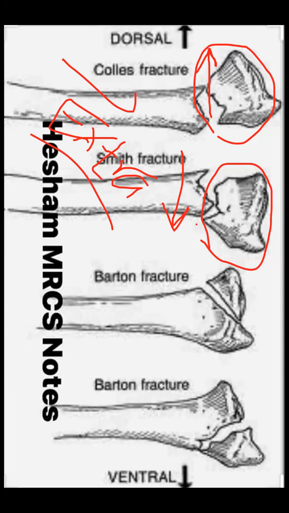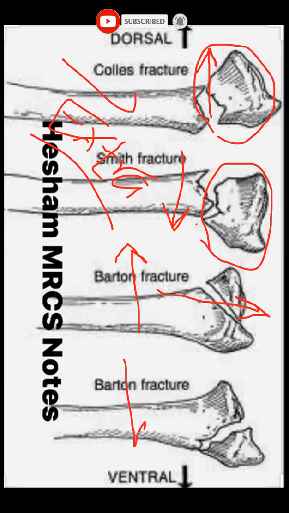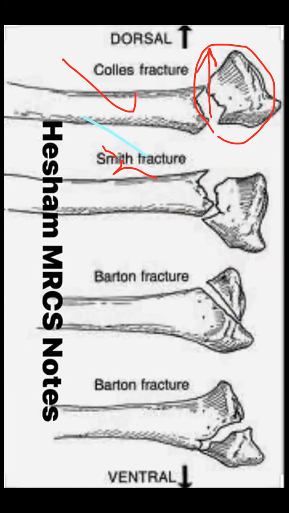But what about Barton fracture? Barton fracture reaches intra-articularly. This is an intra-articular fracture of the distal segment of the radius, but it has two types, the dorsal Barton fracture and ventral Barton fracture. In dorsal Barton fracture, the distal segment is displaced dorsally, and in ventral Barton fracture, the distal segment is displaced ventrally. This is also an important question. You should know it and keep it along.